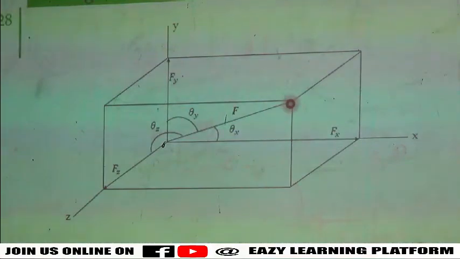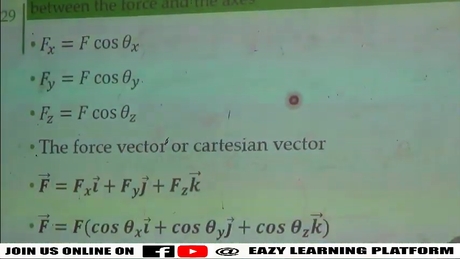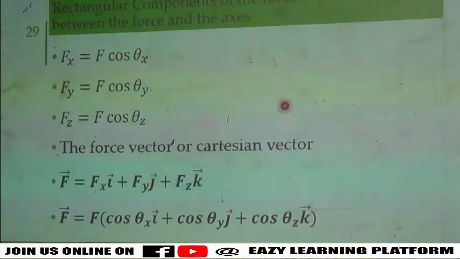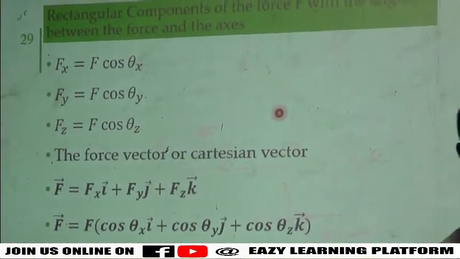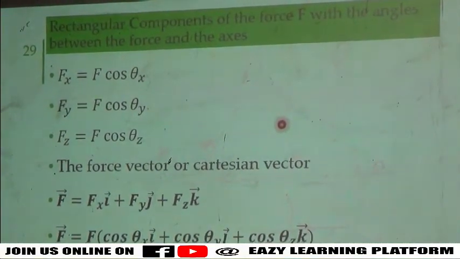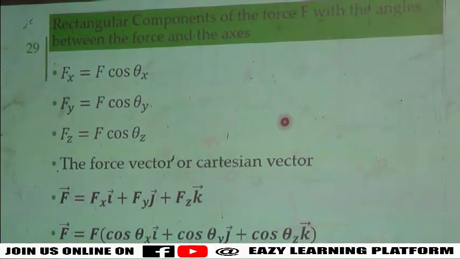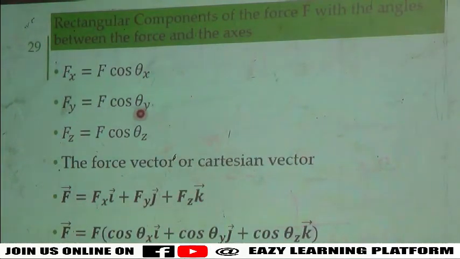Now, if I want to find the rectangular components of the force F with the angles between the force and the axes, Fx will be equal to F cos theta x. Fy will be equal to F cos theta y. Fz will be equal to F cos theta z.